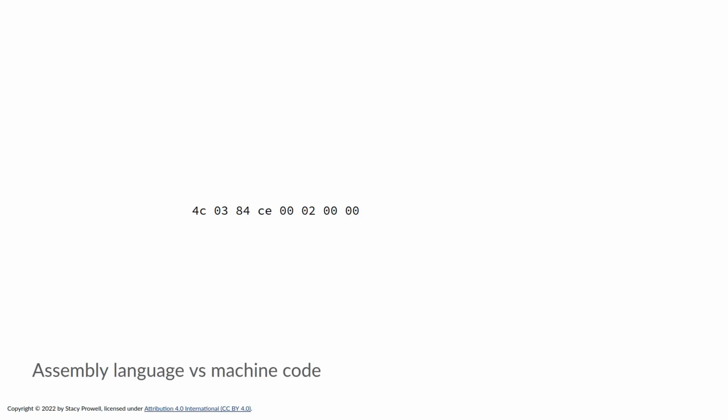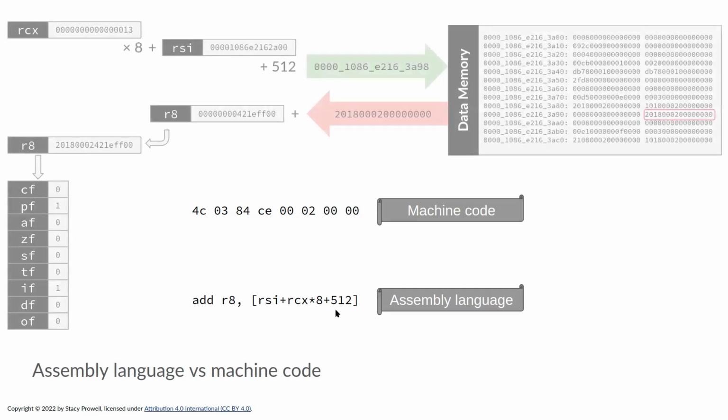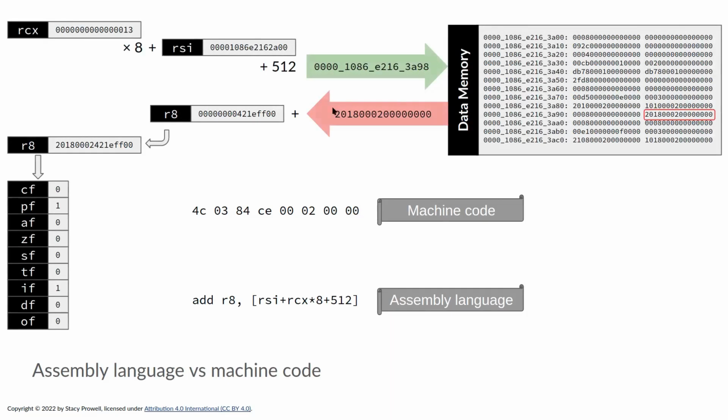So here's our 8 bytes of machine code. We call it machine code. And here is the corresponding assembly language. So this guy and this guy correspond with one another. And this has some of the stuff we saw. It's got R8 explicitly mentioned, RSI, RCX, there's that 8, that 512. So a lot of the pieces we saw up here show up down here.